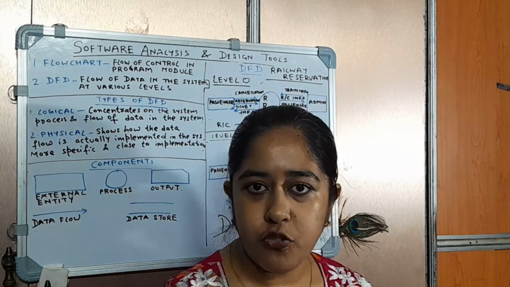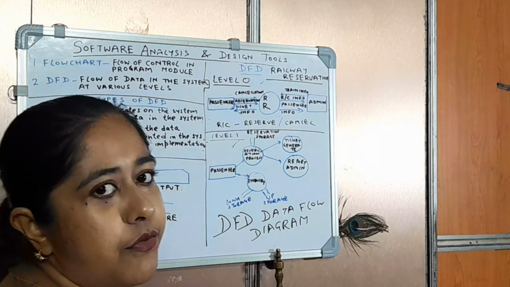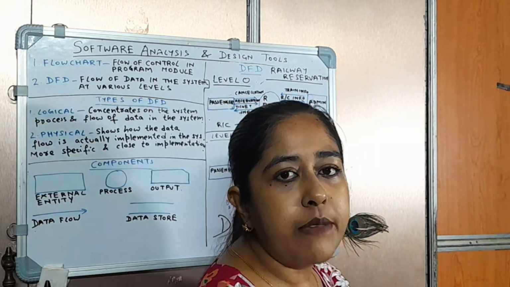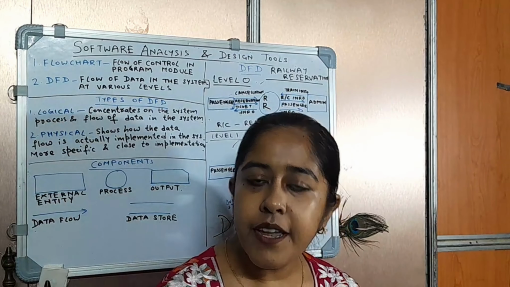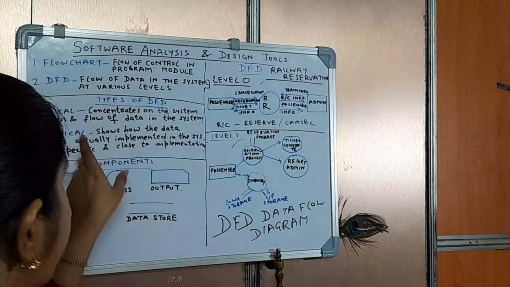This kind of thing is not shown. Only the data, how the data is flowing. Okay, now what are the types of DFD? There are two types, generally two types of DFD. One is logical DFD and second one is physical DFD. Okay, so what is logical DFD?